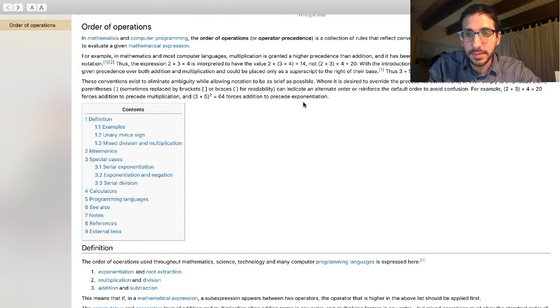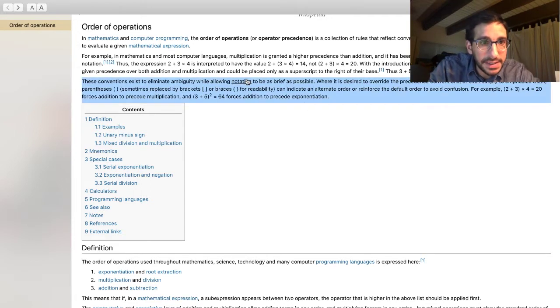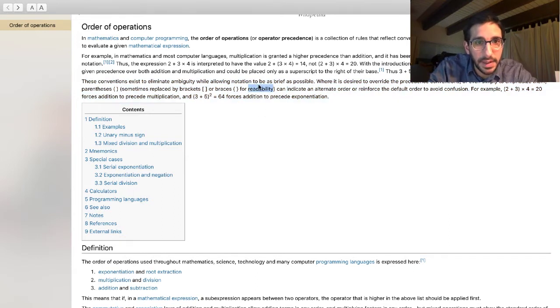Thus, 3 plus 5 to the second equals 28, because you do 5 times 5 is 25, plus 3. And 3 times 5 to the second is 75, because 3 times 25 is 75. Okay, fine. These conventions exist to eliminate ambiguity while allowing notation to be as brief as possible.